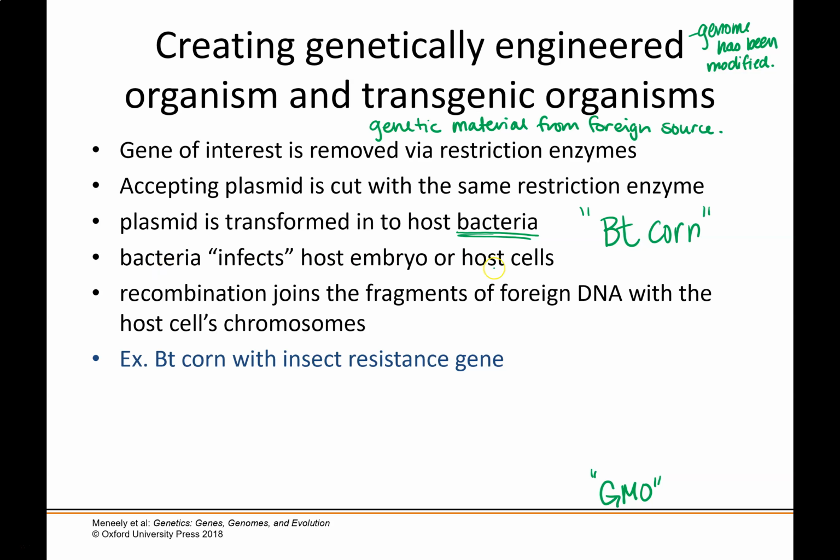Once that bacteria has infected the host cells, recombination is going to allow that gene to enter the host cell's chromosomes. And then that host cell is going to express our gene for pesticide resistance. I'm sorry, pest resistance, not pesticide resistance, pest resistance.